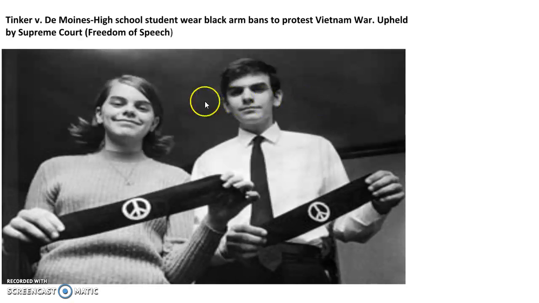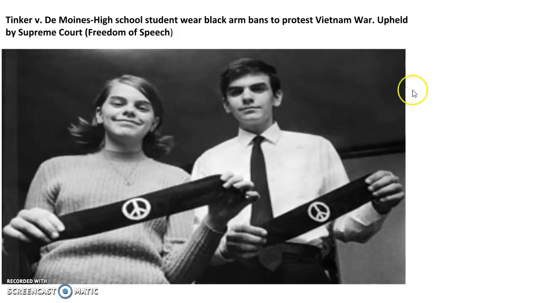This picture also represents the divide in America during the Vietnam War. This is a picture of some high school students showing a black armband, which represents their protest against the Vietnam War. They were suspended from school for doing that, but they took their case to the Supreme Court, and the Supreme Court upheld what they did. They said what they did was fine because it was protected by the First Amendment, freedom of speech, freedom of expression. So they had the right to wear a black armband with a peace sign on it, representing that they were against the war.